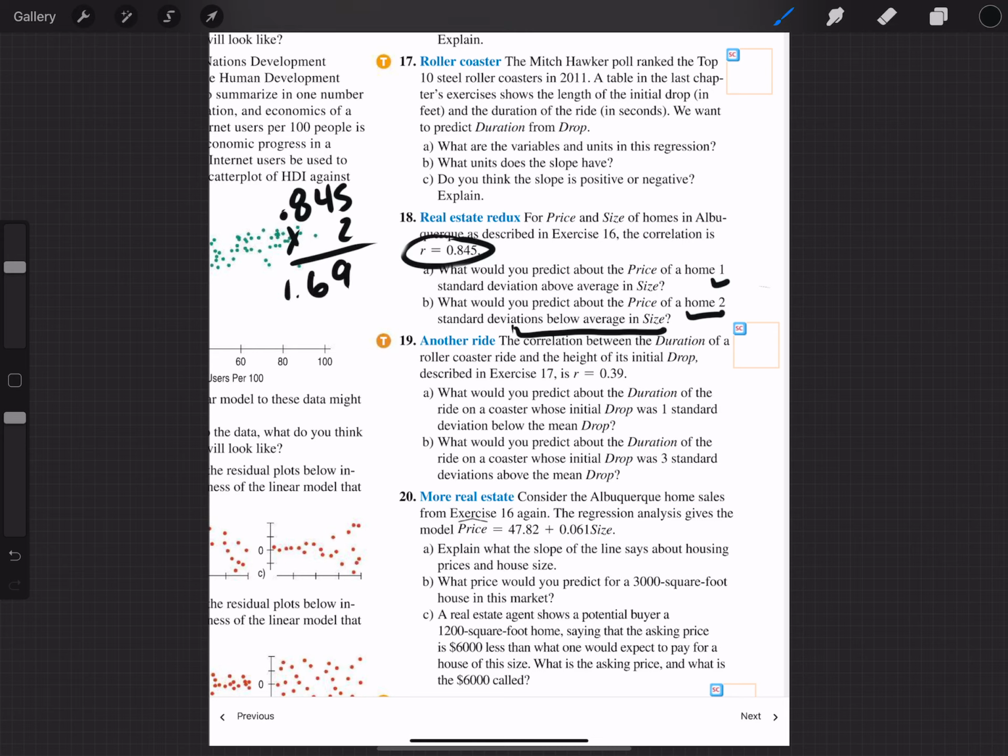So what that tells me is that price is 1.69 below the mean price. Right? So if you visualize it, price and size should tie in. So if size is 2 below, then that means price should be 2 below as well. And we're using 0.845 because that's how closely knit they are together, that we can predict that 0.845 is about one standard deviation. Okay.